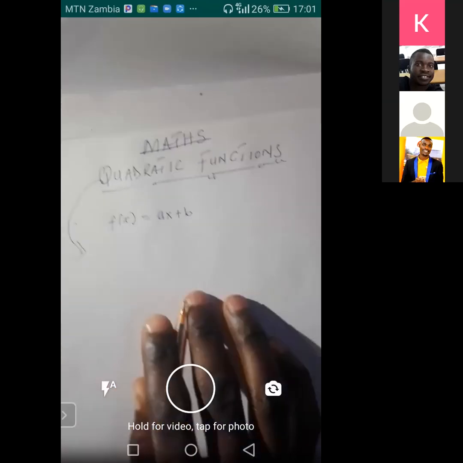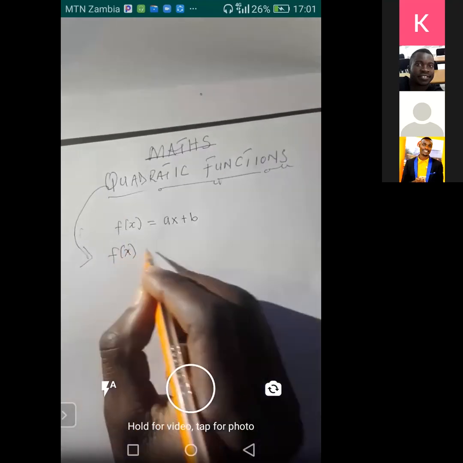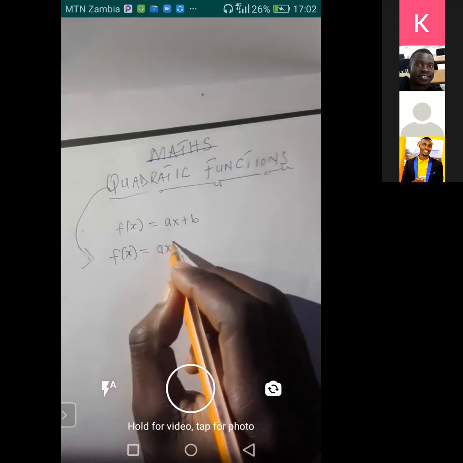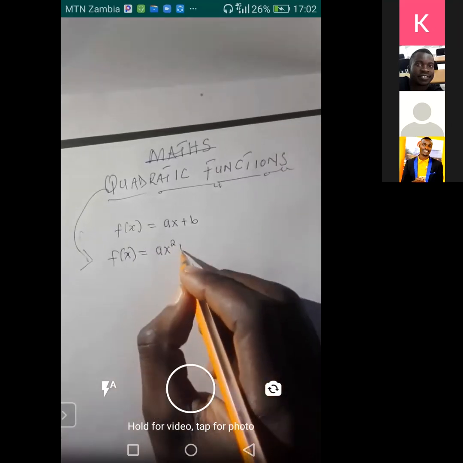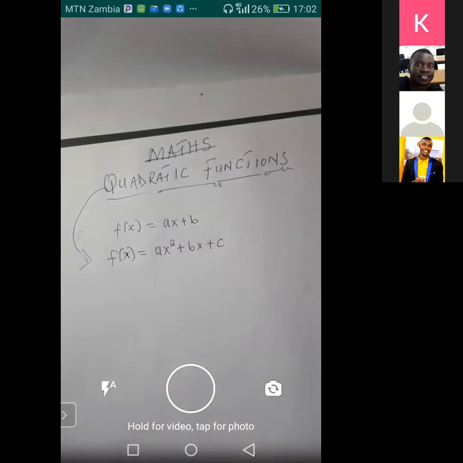So a quadratic function is simply a function of the form f of x being equal to ax squared plus bx plus c. So that is the general form of a quadratic function. So like we did with linear functions, we looked at how to find the domain and range of a function. So even this one, we're going to look at how to find the domain and range of a function.